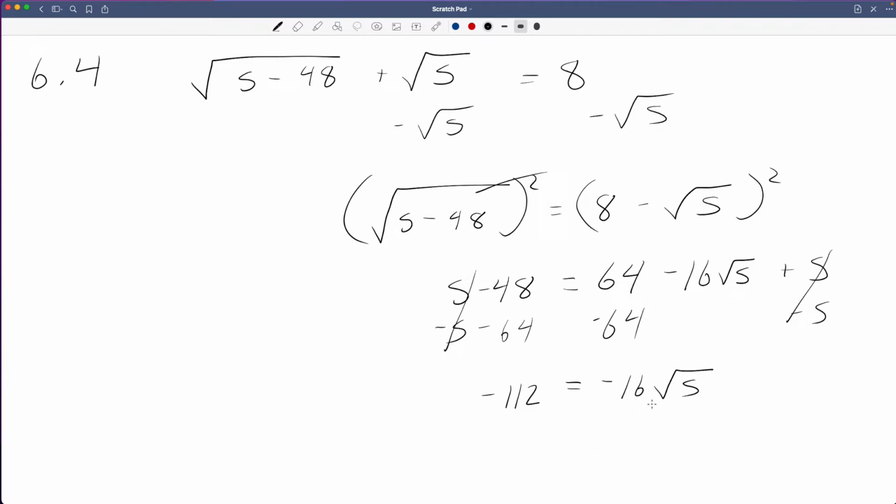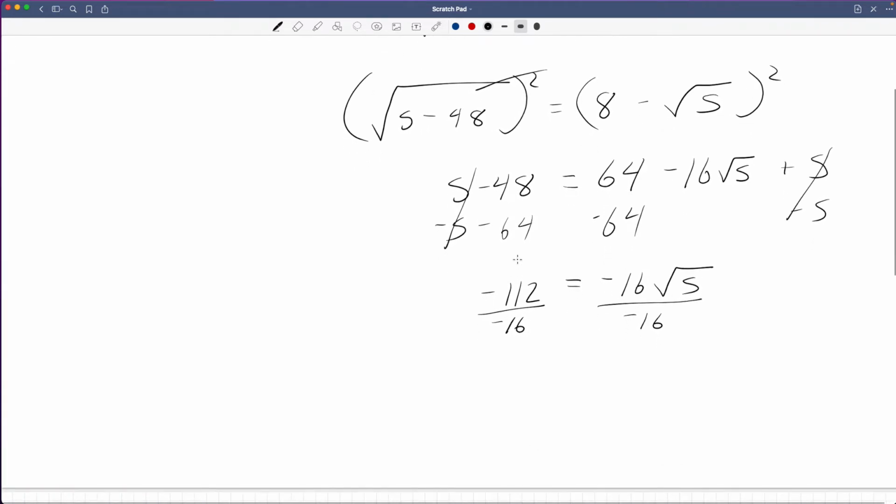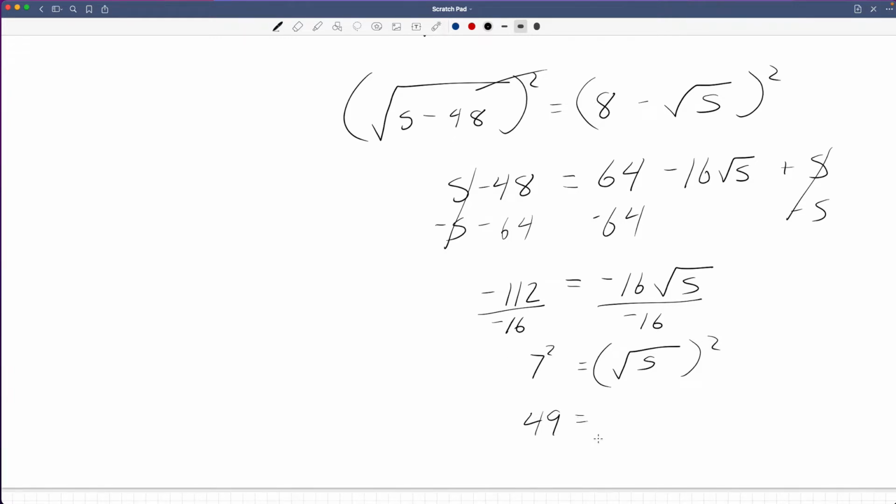Now we can divide both sides by negative 16. I'm going to move this page up a little bit so we have a little bit more room. So this becomes 7 is equal to the square root of s. So if we square both sides, we find that 49 is equal to s. And we can always sub that in to make sure that's what s is.